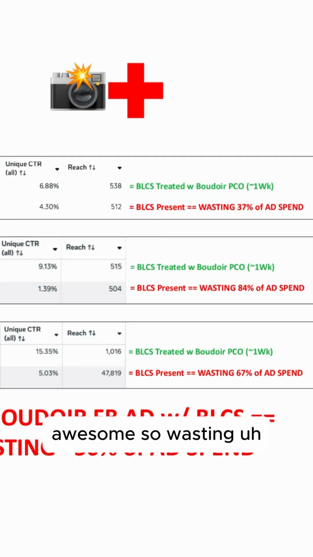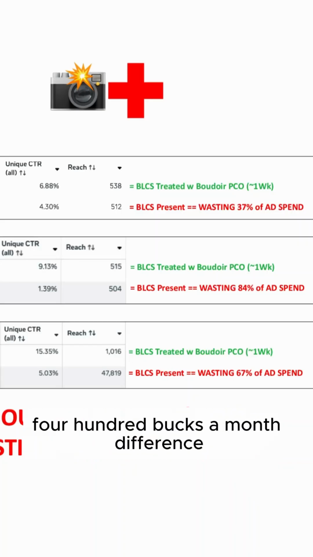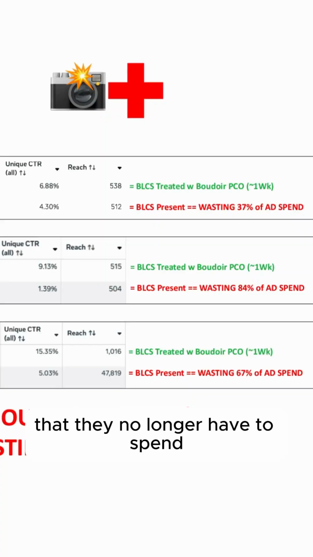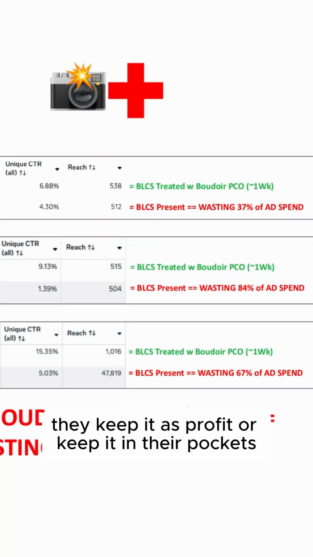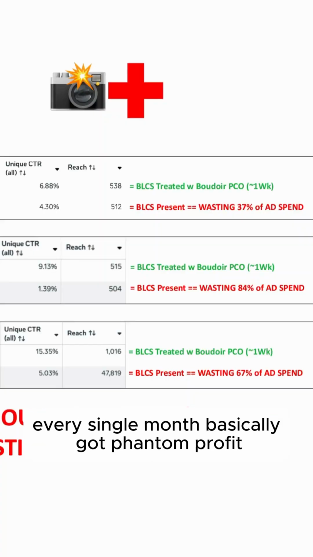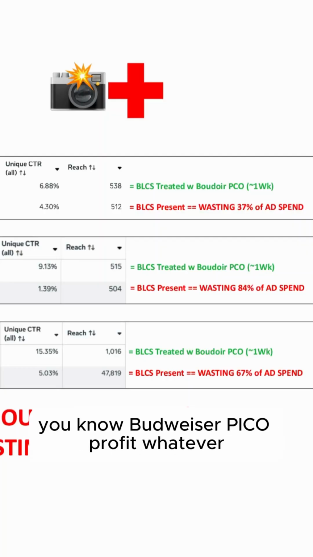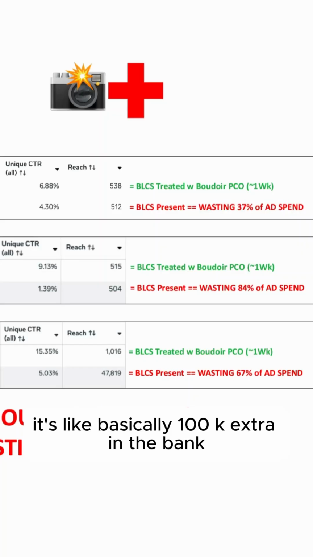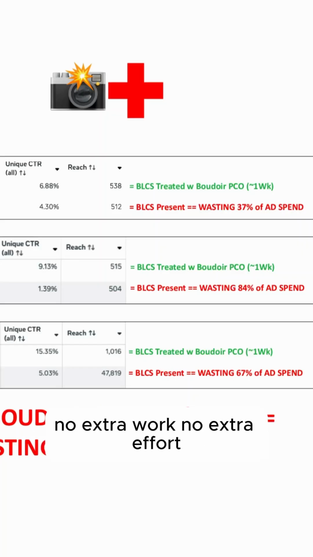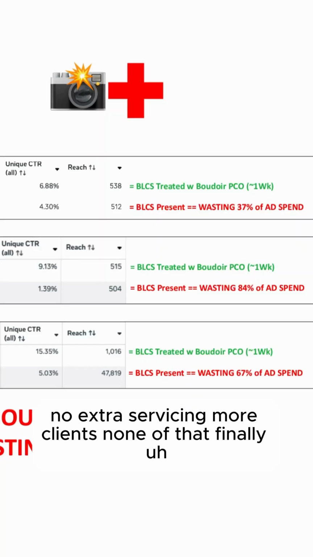Awesome. So that $8,400 a month difference that they no longer have to spend, they keep as profit, or keep in their pockets every single month. Basically a phantom profit, Boudoir Pico profit, whatever. And at the end of 12 months, it's basically 100K extra in the bank. No extra work, no extra effort, no extra servicing, more clients, none of that.